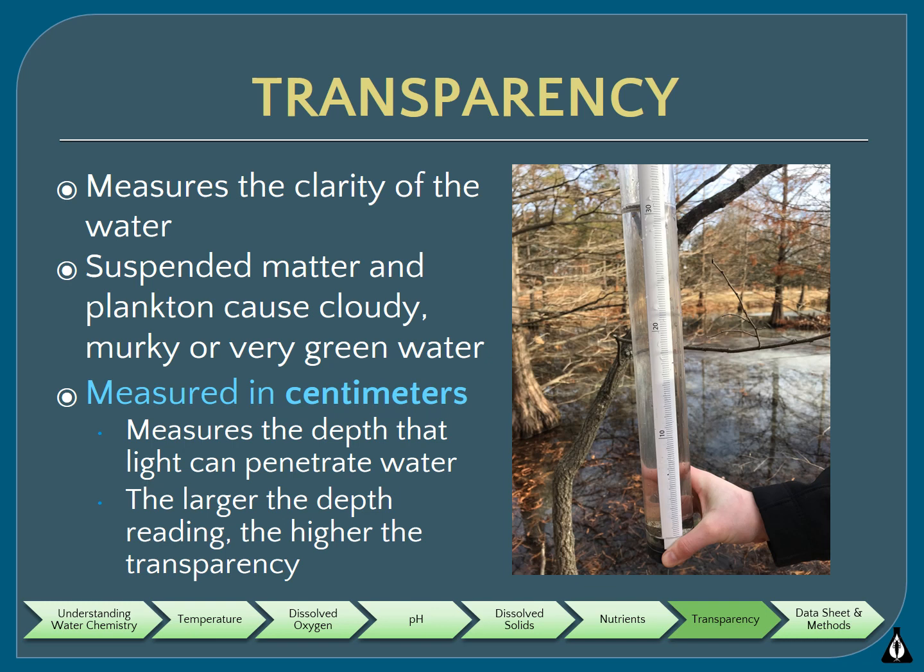You let out the water and then stop as soon as you can see the black and white disc that's at the bottom of the transparency tube. We measure the depth that the light can penetrate the tube in centimeters. The larger the depth of the reading, the higher the transparency. So if you filled up this tube and as soon as you looked down the tube you could see the bottom, then you would measure all the way up to the top of the tube, and that would be your transparency depth. So again, the larger the depth, the higher the transparency.